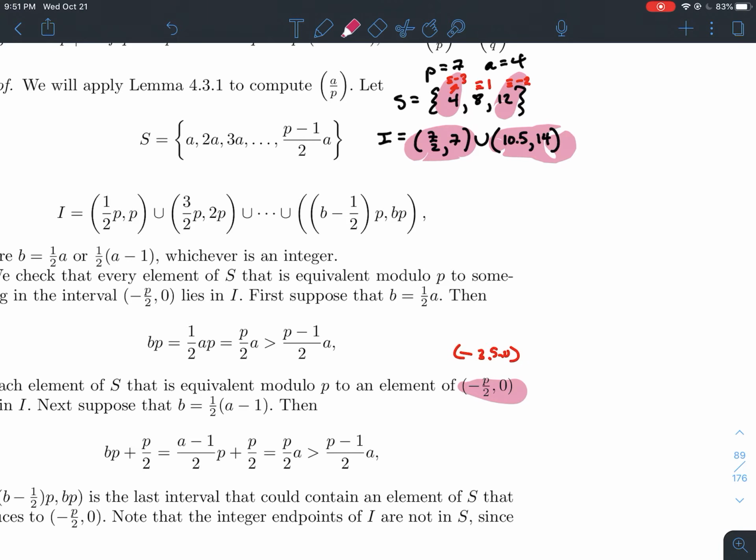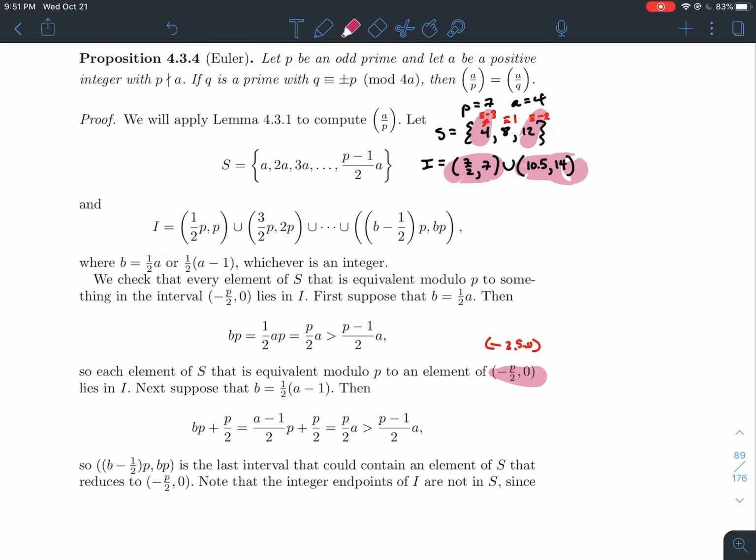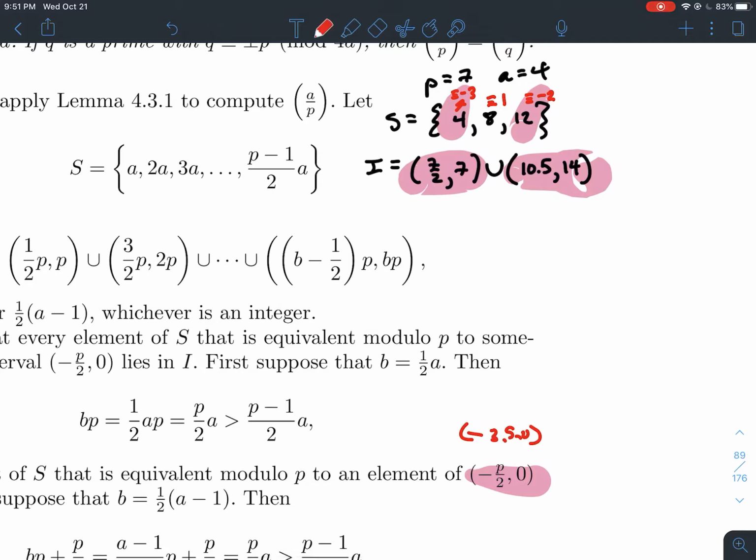And why is this good? I see that it has exactly 2 points. So what if I took S intersect I? Well, S intersect I is just 4 and 12. And what I notice is that the number of things in S intersect I is equal to 2, the cardinality of that set. And maybe from the previous video about Gauss's lemma, I remember that the ones that are negative, that's your nu, the exponent on -1, and that gives this Legendre symbol. So where are we at so far?